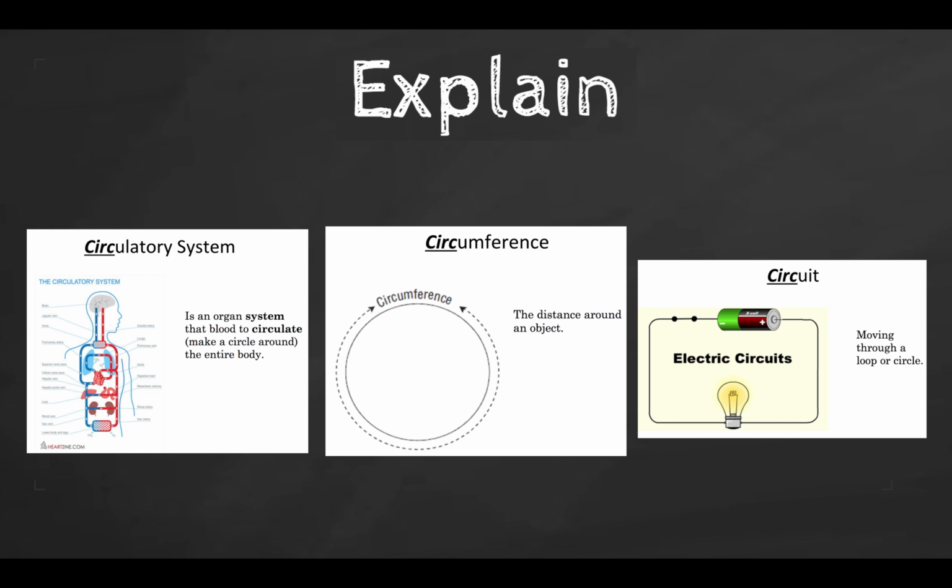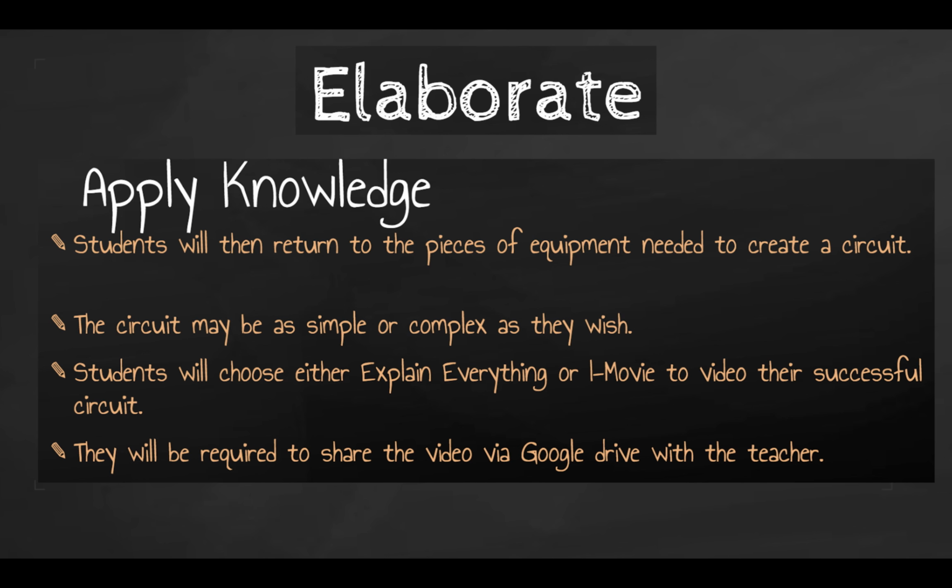So even if we had groups prior that were not able to light the bulb, they'll now have a direction so that they'll know how to make their bulb light. So then for the elaboration portion, where they get to apply that knowledge, students will then get to go back to the original pieces of equipment needed to make a circuit, and then they get to make their circuit.